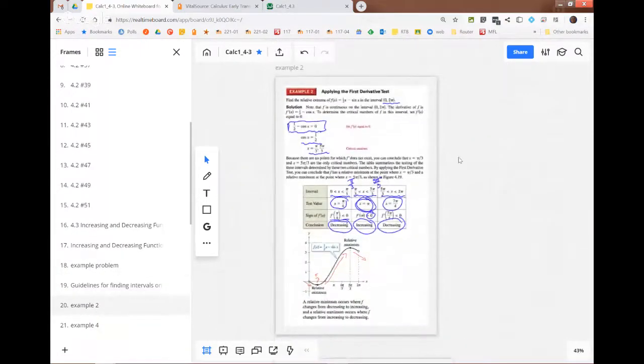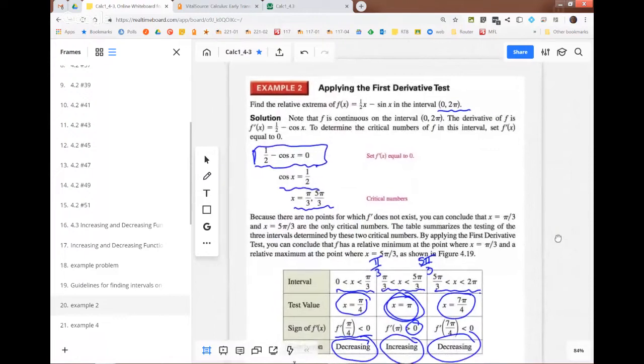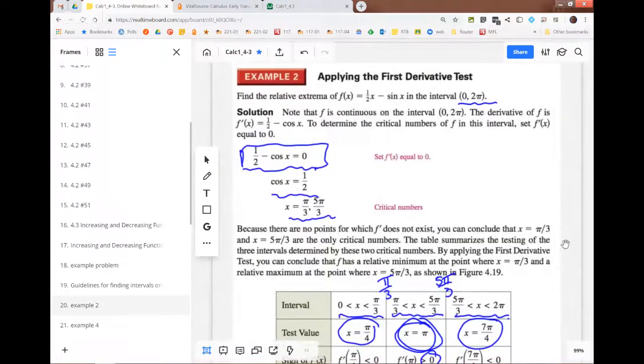Let's take a look at another example. Let me make this bigger for you. This time we have the function 1/2 x minus sine x, for the interval from 0 to 2 pi. What's the first step? If we're going to find critical numbers, we have to find the first derivative. What's the derivative of 1/2 x? 1/2, in the box here. And what's the derivative of minus sine x? The derivative of sine is cosine, so just minus cosine x. So there's our derivative.